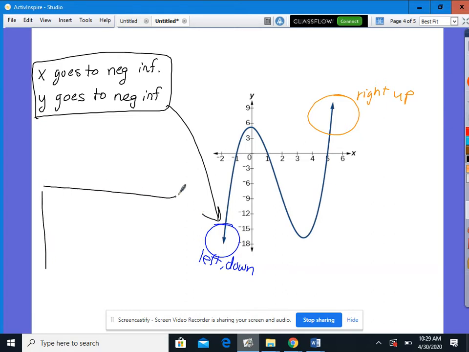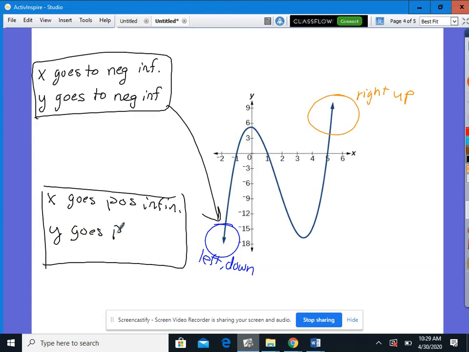And the other one, we're going to the right. So that is x goes to positive infinity. And up is also positive. So y goes to positive infinity. Okay, so when you're describing end behavior, you should first say where x goes, and then as x goes in that direction, which direction does y go? So you want to say, as x goes to positive infinity, y goes to positive infinity up here. As x goes to negative infinity, y goes to negative infinity. Okay, that's how we're going to describe end behavior.